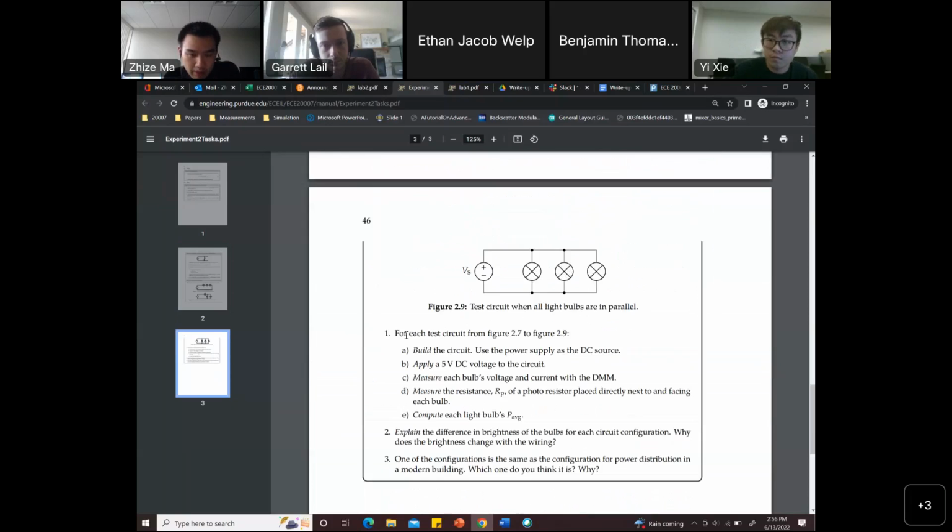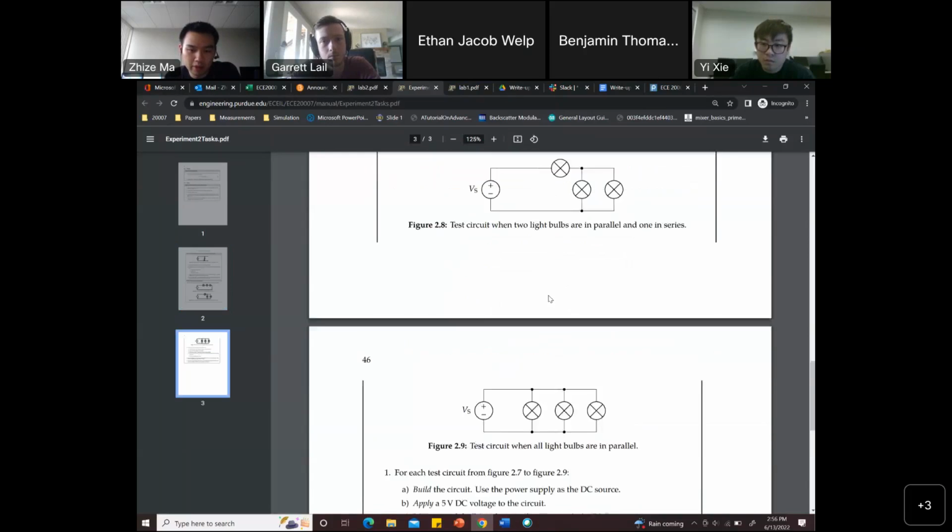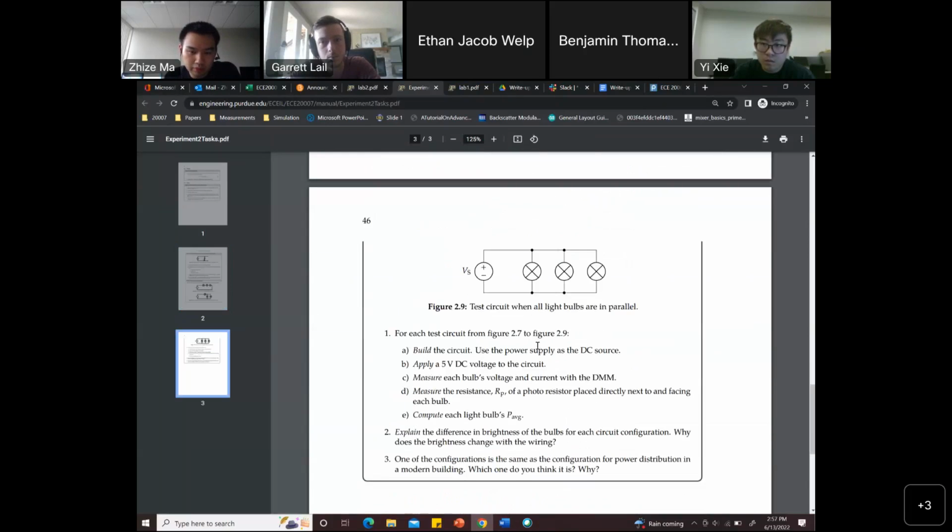All right, so in step number 1, they just build the circuit and apply 5-volt DC to the circuit, and they can measure the voltage by DMM for each light bulb. But then in step number E, they can calculate the power for each bulb. I mean, they can measure voltage and current for each light bulb. Then they can calculate the power.